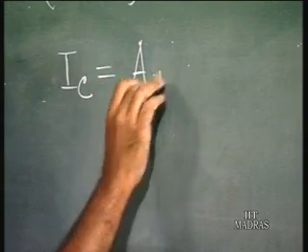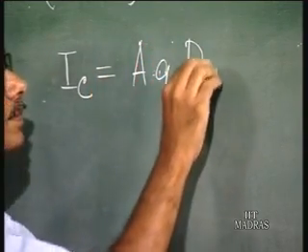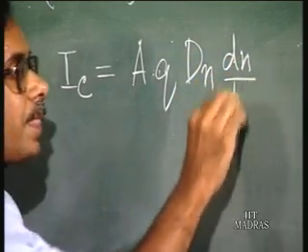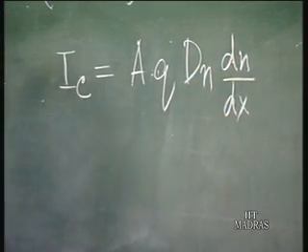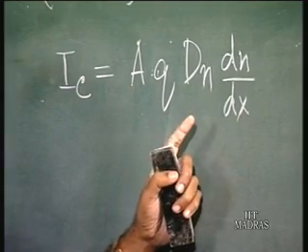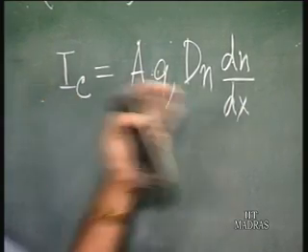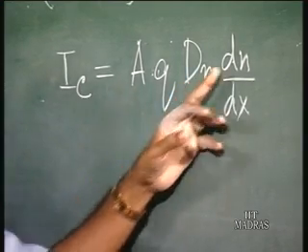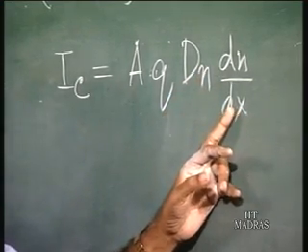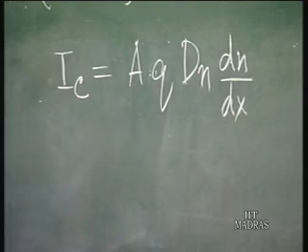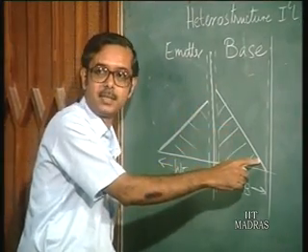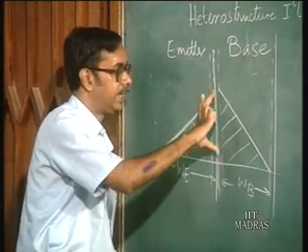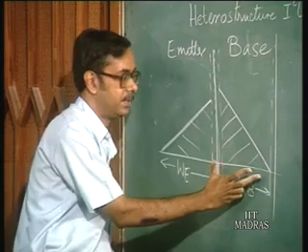A, that is the area, Q DN, that is the diffusion coefficient, and the slope of the electron distribution in the base. So, that is the diffusion current. This is well known, we have already seen that. So, what is dN/dx? That is what is of interest to us. dN/dx is the slope of this base profile. So, the slope is nothing but the height of this triangle divided by the base.